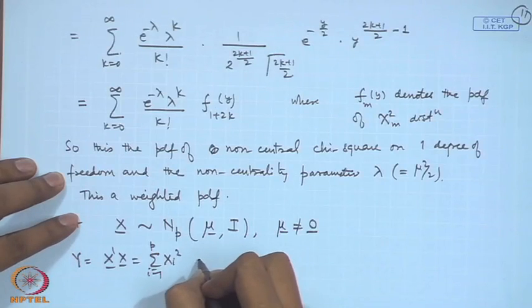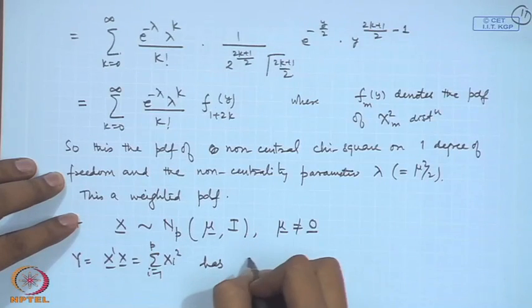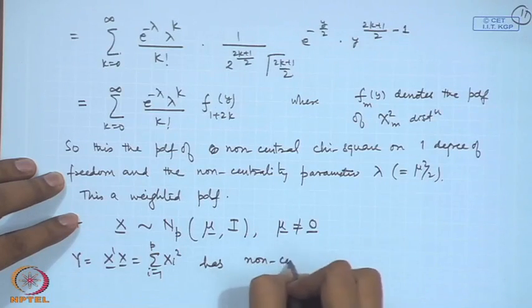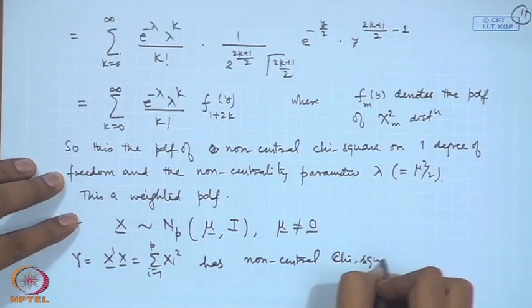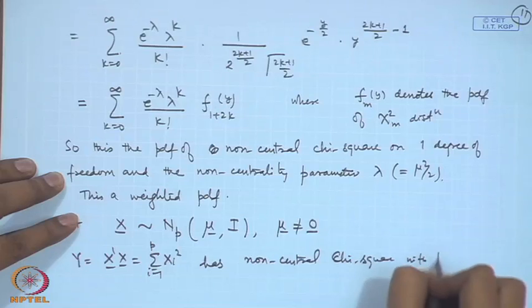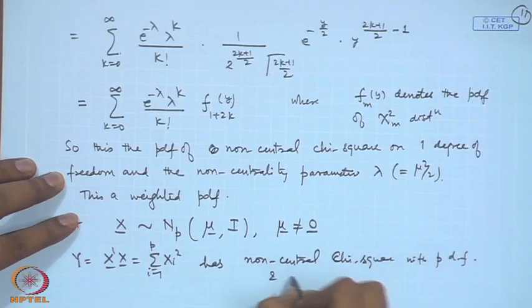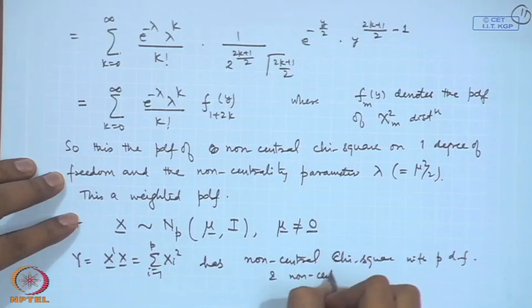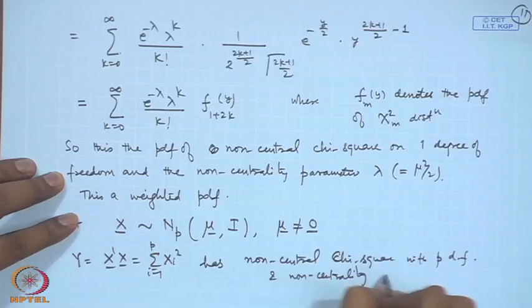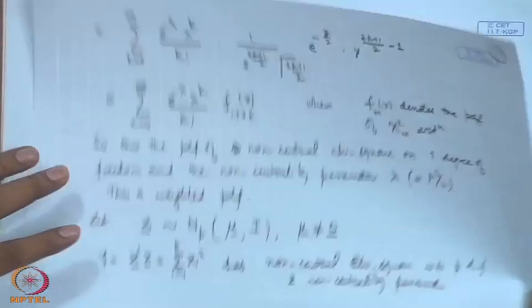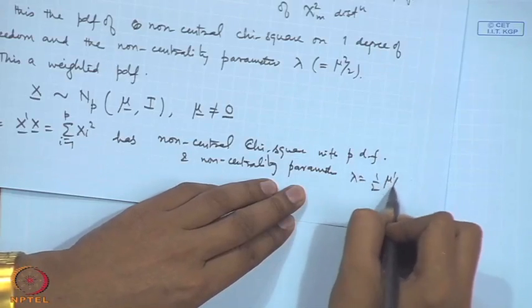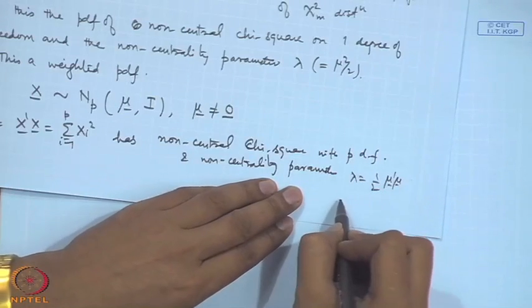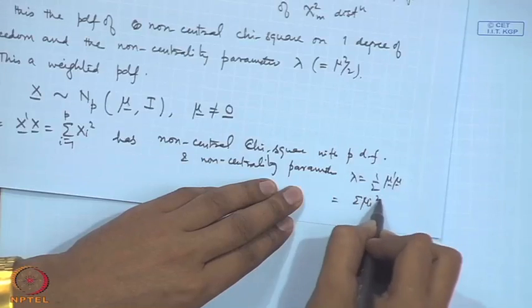So, then this has non-central chi square with p degrees of freedom and non-centrality parameter lambda, that is half mu prime mu, that is sigma mu i square by 2.